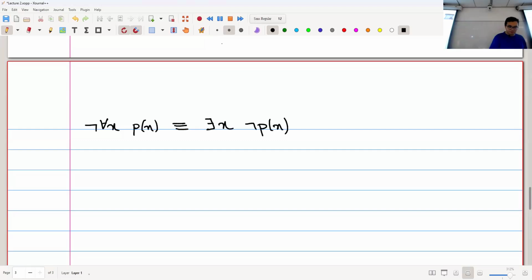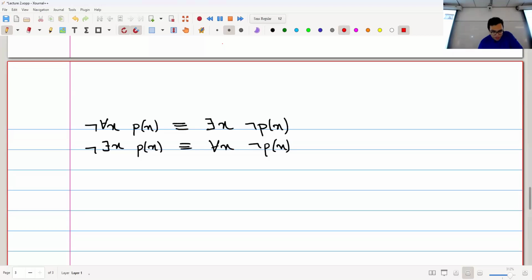Right? And of course, I can do the opposite as well. If I take the negation of exists x P of x, this negation would be for all x not P of x. Okay, let's do some rules and just give me the intuition for why these rules should be correct.